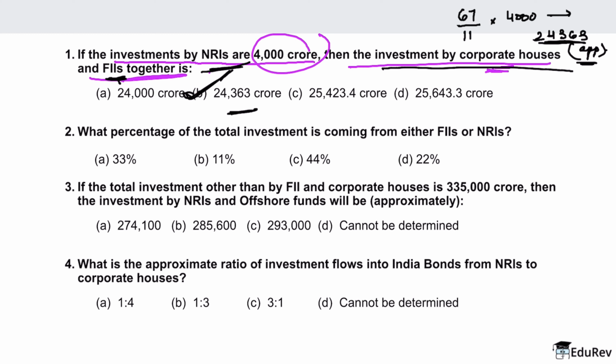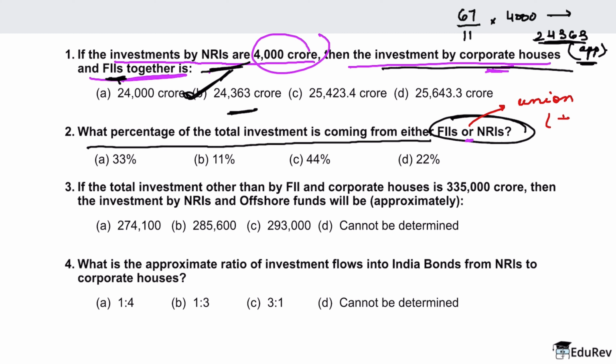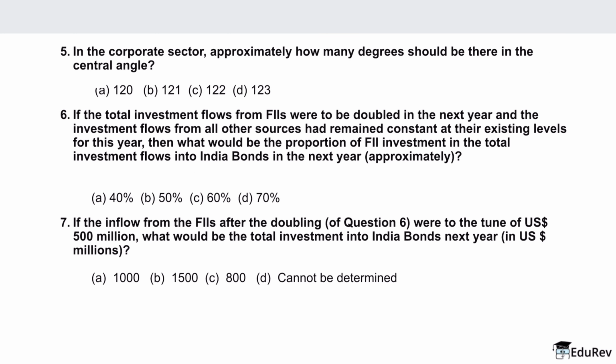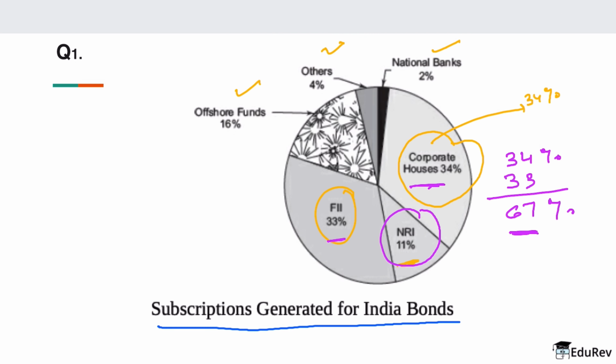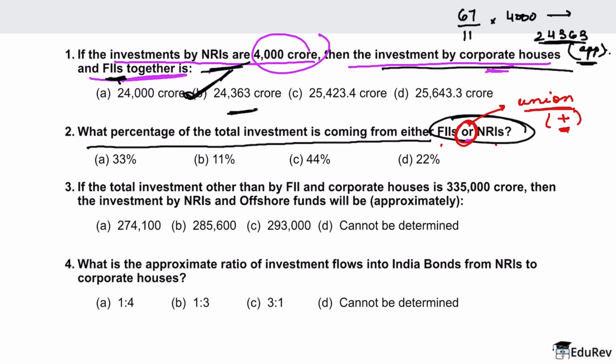Question number 2. Question number 2 says, what percentage of total investment is coming from either this or this? Now, one thing always remember, when there is an or, this basically means that there has to be union. And union means addition of two. Correct? Whenever there is or, that means we have to do union, and union means addition of two. So we need to find the addition from either FIIs or NRIs. Correct? So for FIIs it's going to be 33% and NRIs it's going to be 11%. So I have to add the two. If I add the two, it's going to be 44%, which is this.